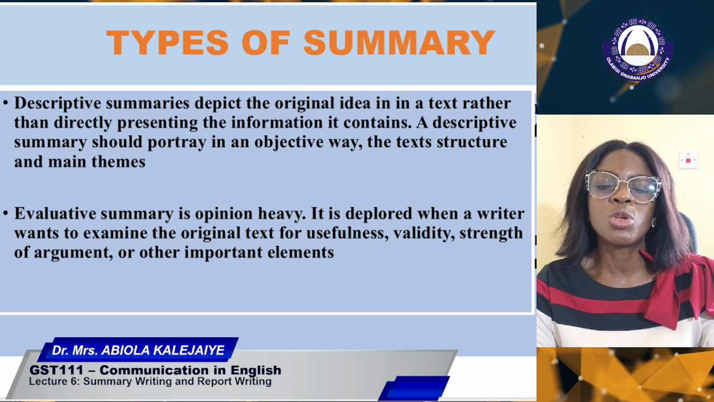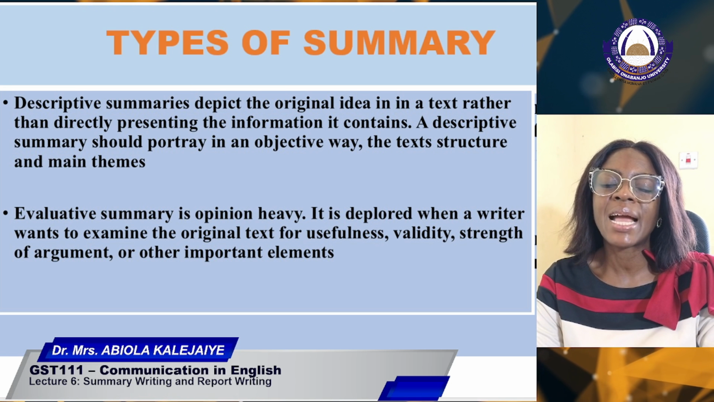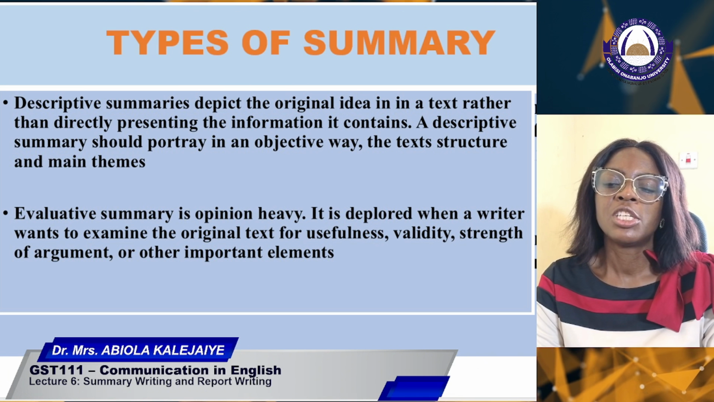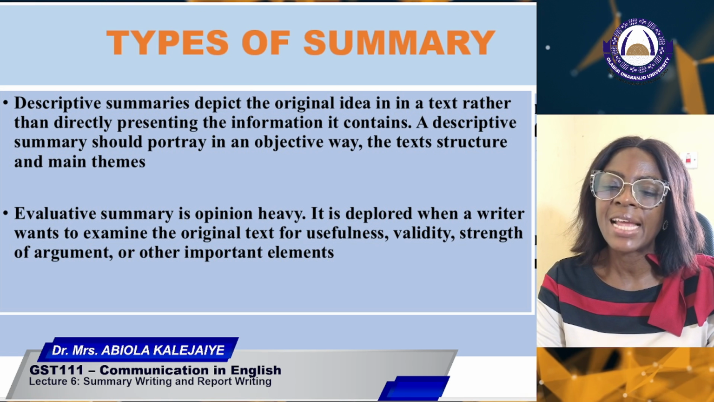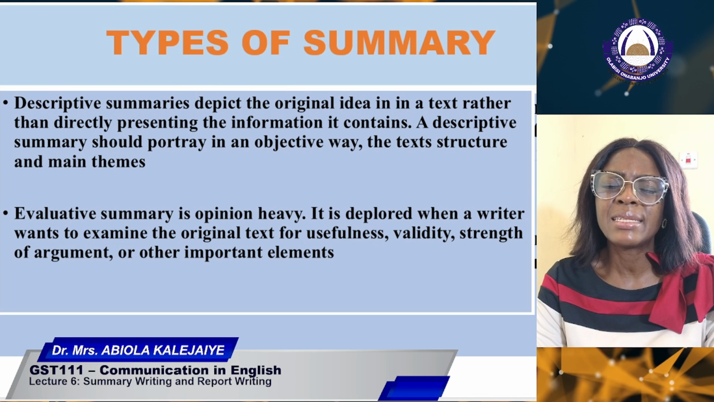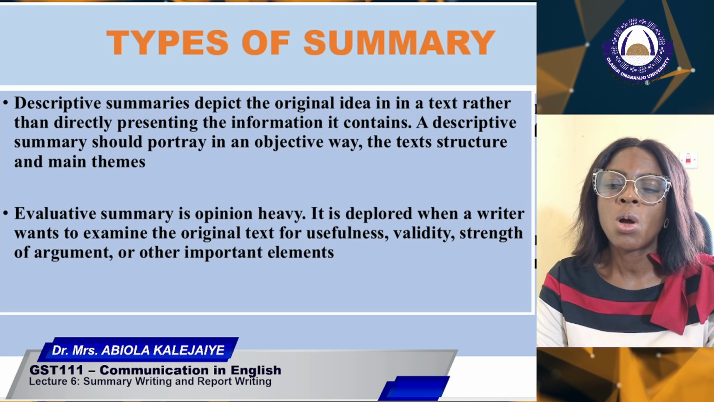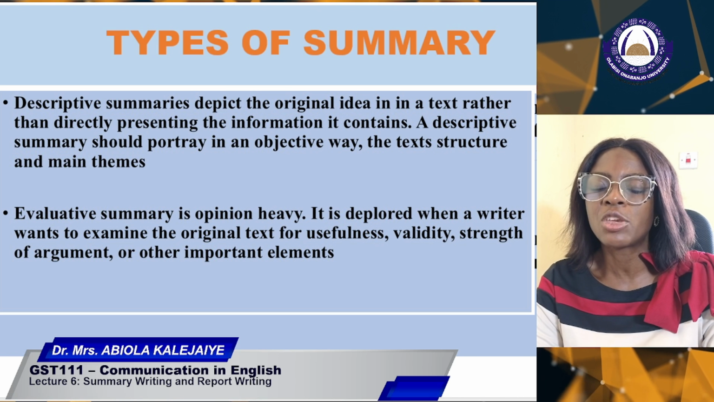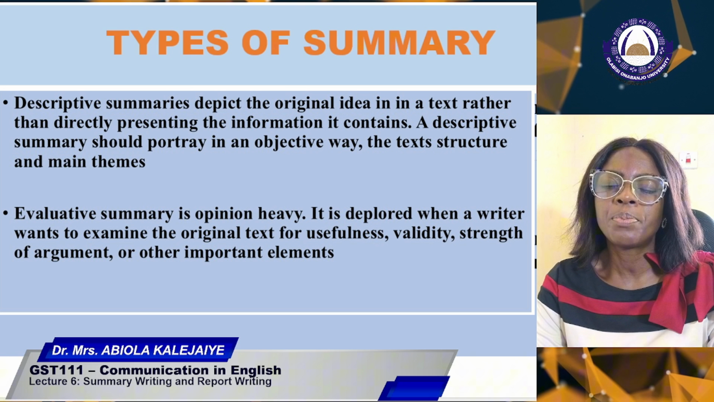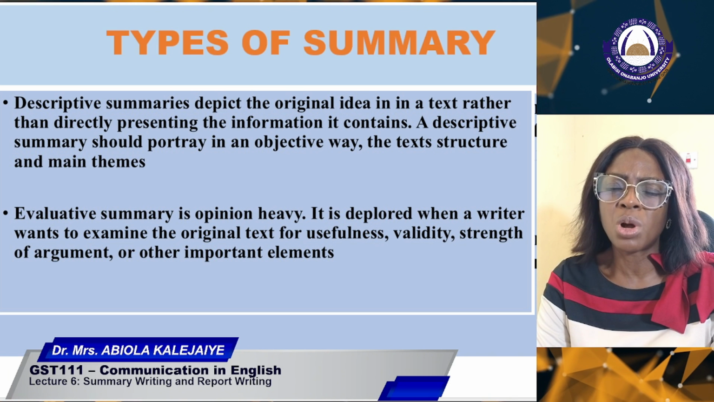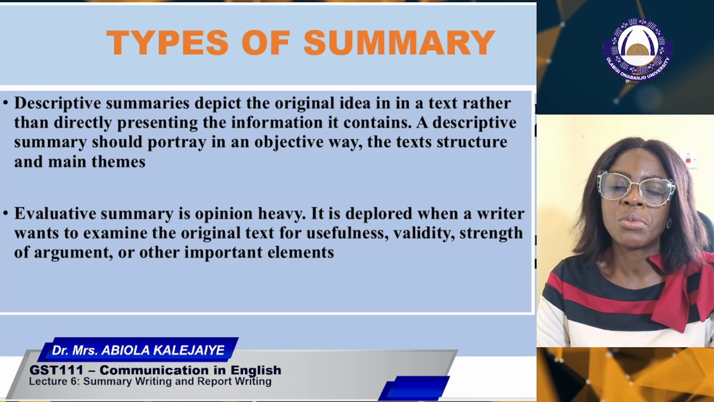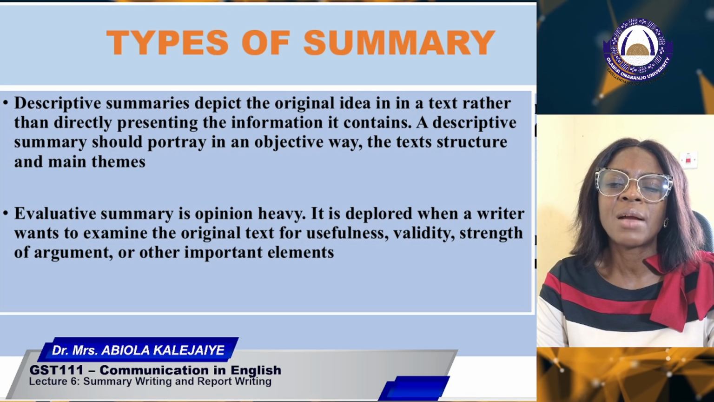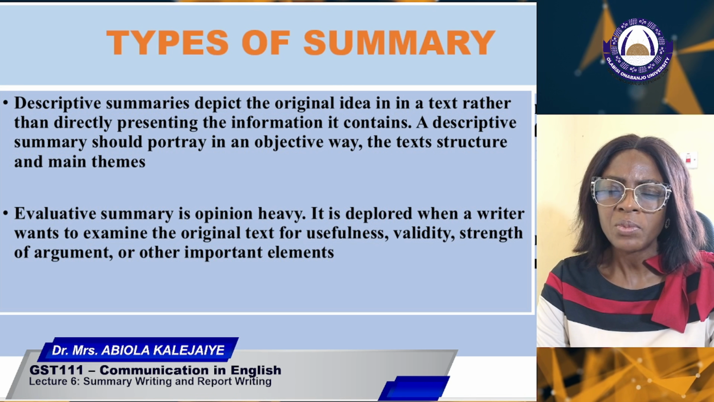So in evaluative summary, you are trying to evaluate what the writer has said in the original text. And when you are evaluating, you are going to be bringing out the usefulness of the idea the writer has presented. The validity: are the points valid, or are they still hypotheses that need to be tested? Then you're going to be looking at the strength of argument. Now, the points that are raised, are they strong? Are they convincing enough? That's what I mean by strength of argument. So that's an example of what we call an evaluative summary.